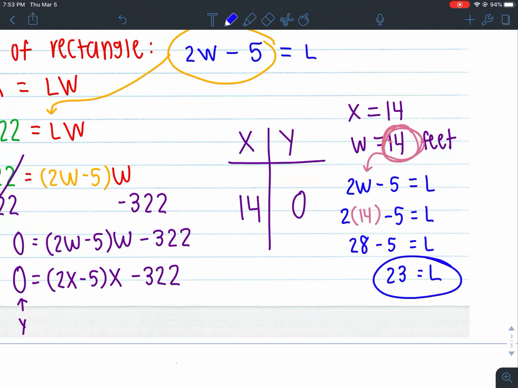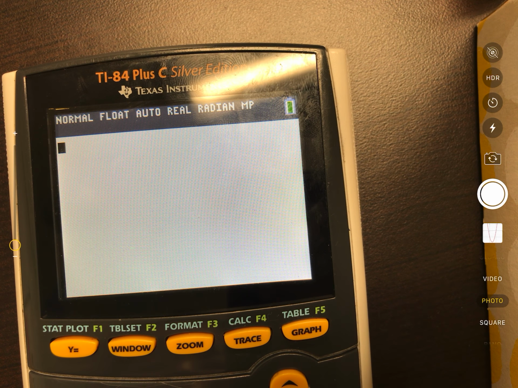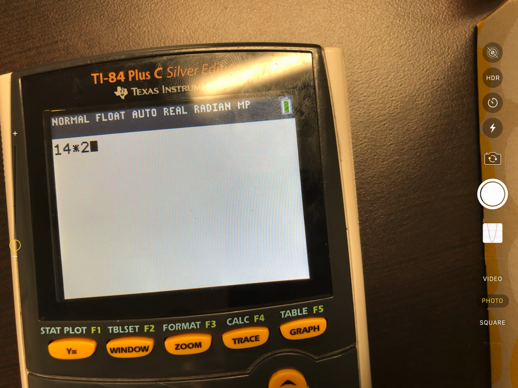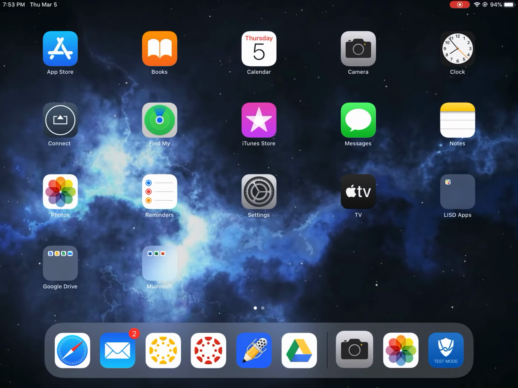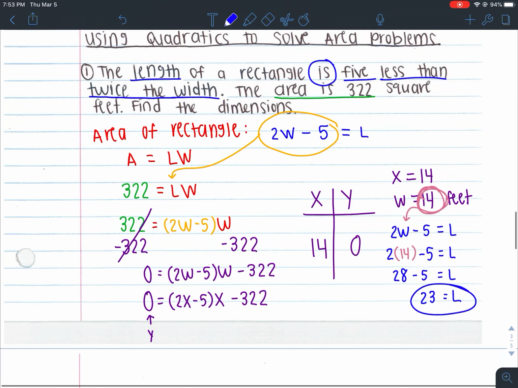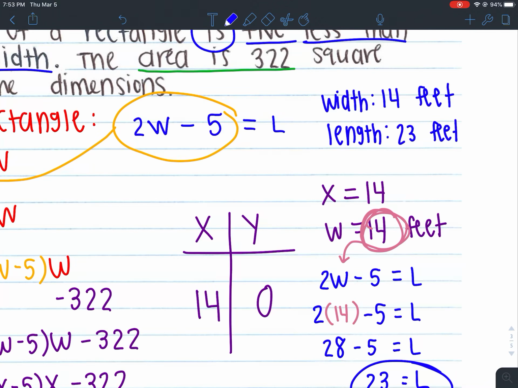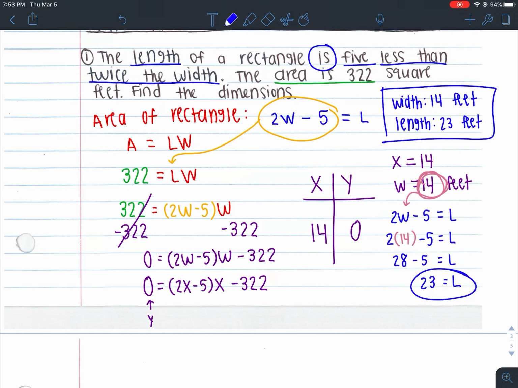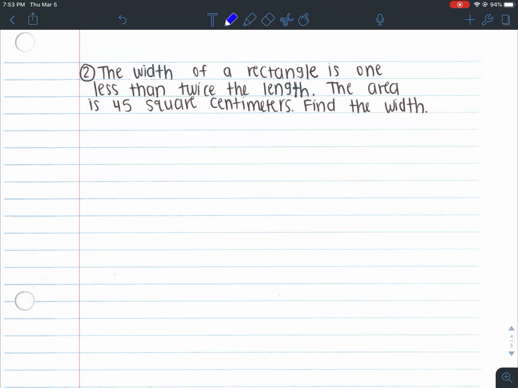Now, how can I check to see if this is correct? Well, remember, length times width equals area. If my width is 14 and my length is 23 and I multiply length times width, I get 322, which is what the area equals. So I did this correctly. So the dimensions of this rectangle are that the width is 14 feet and the length is 23 feet. Okay, so those are my dimensions of this rectangle. I didn't have to do a ton of math, but I did need to know what to do with my resources. So now I'm going to begin the very last problem in our notes.